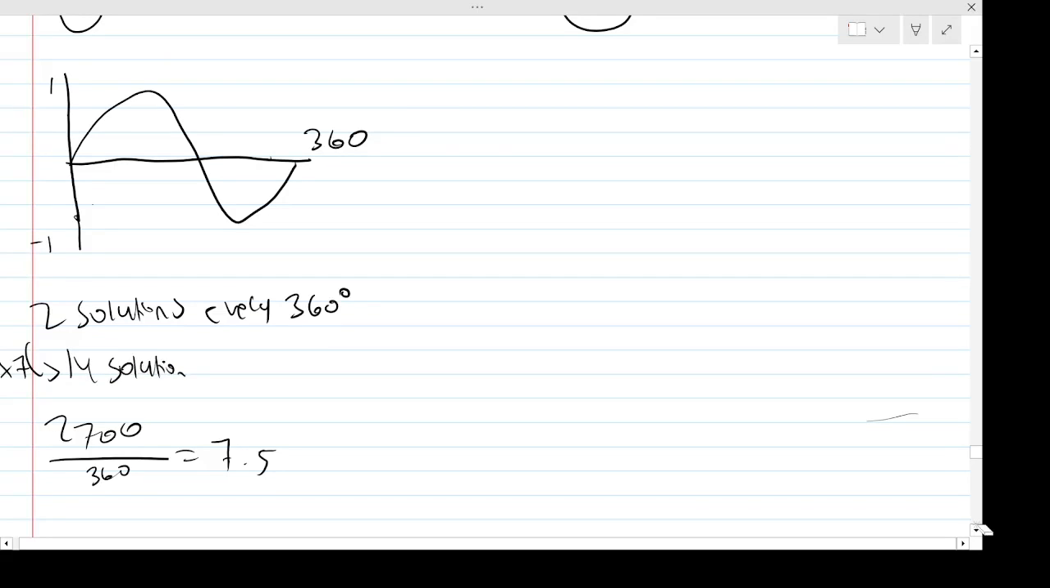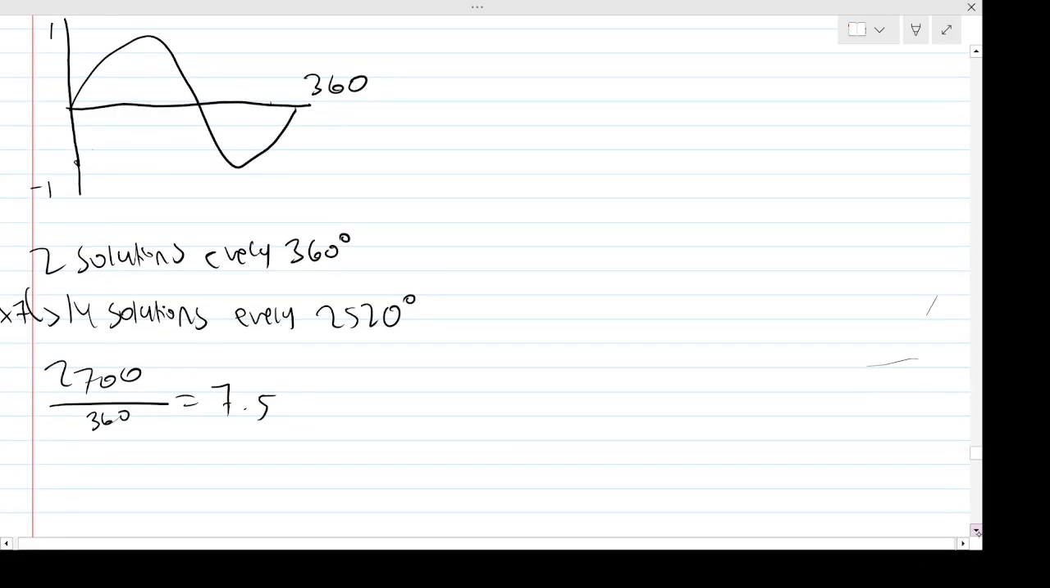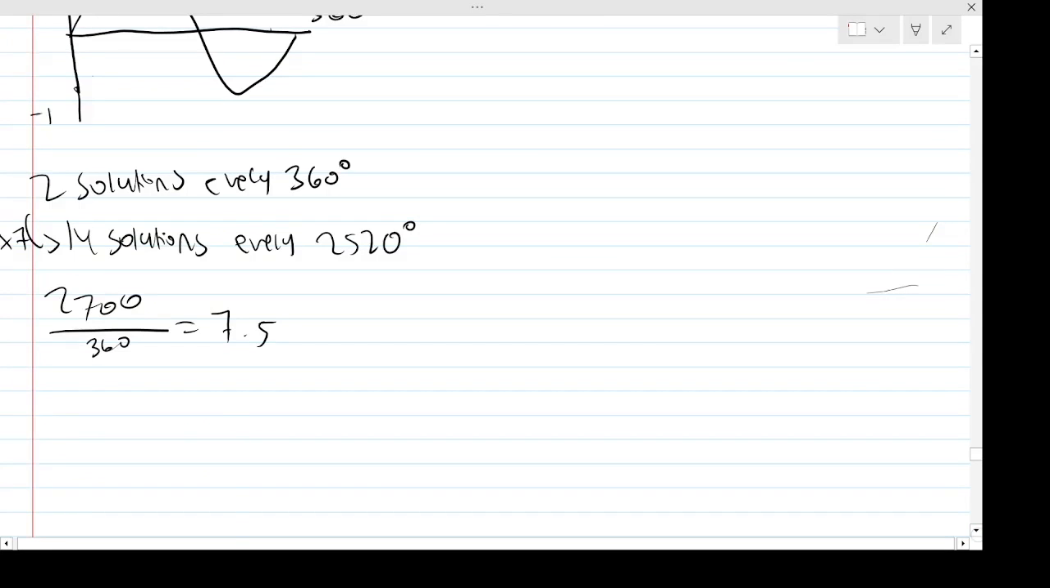So we're going to get 14 solutions every 360 times 7, which is 2,520 degrees. Okay, so that means then we go back to where we started. So if you imagine, we're basically repeating every 360 degrees. After the 7th repeat, we get to 2,520, right?